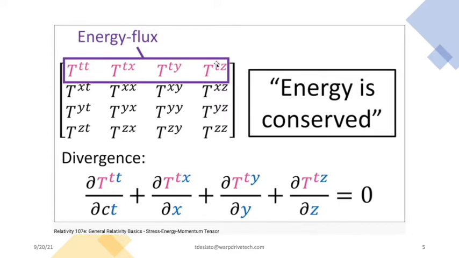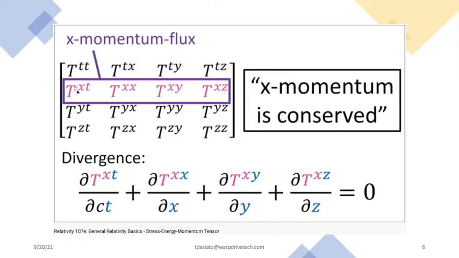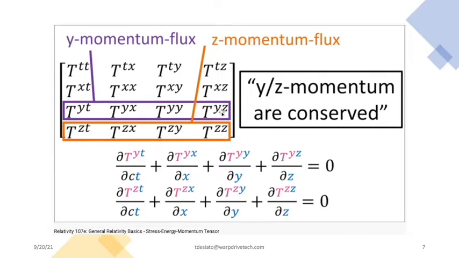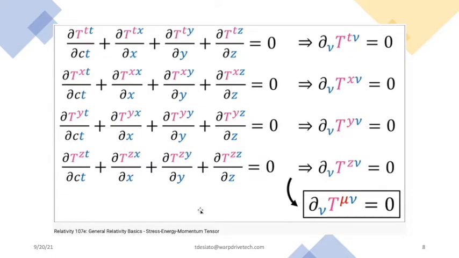When we take the divergence of the top row, this represents conservation of energy. The energy density inside the unit volume depends on the rate of energy into or out of the unit volume. If we take the divergence of the second row, it's the conservation of x momentum. And taking the divergence of the next two rows gives us conservation of y and z momentum. And then this is a representation of taking the divergence of the entire tensor, and each row is equal to 0.